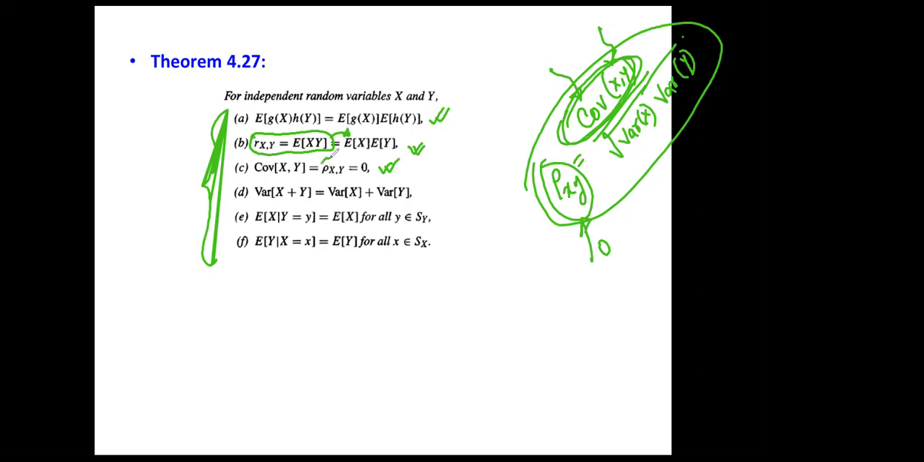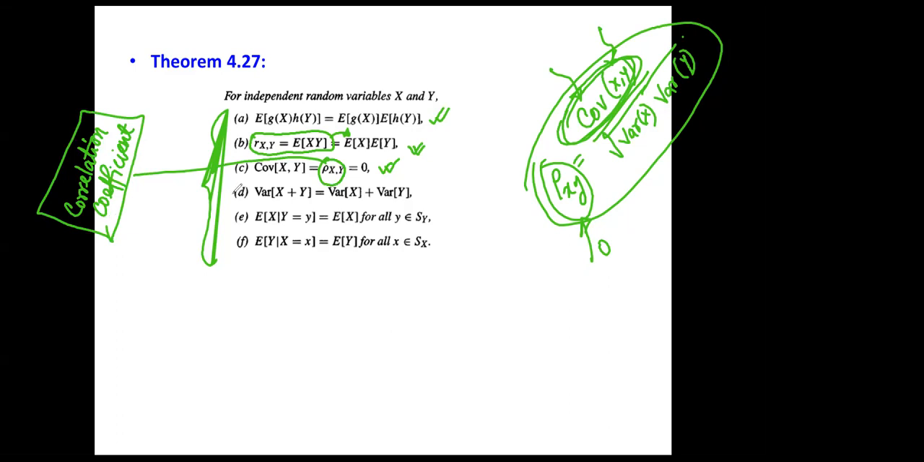Rho value is equal to what? Rho value is the correlation coefficient. I told you already. Correlation coefficient. Okay, so this is the correlation coefficient, and we can write it like that.